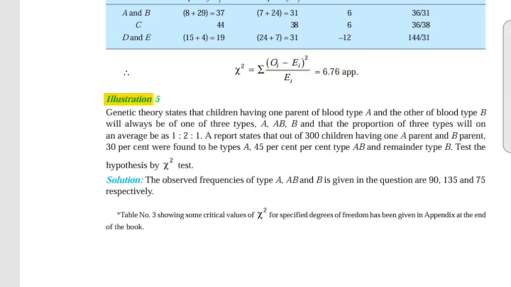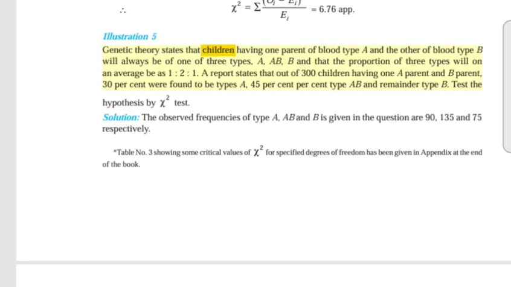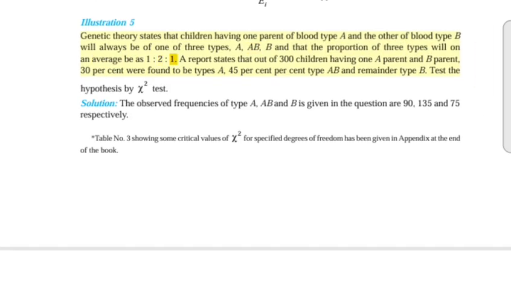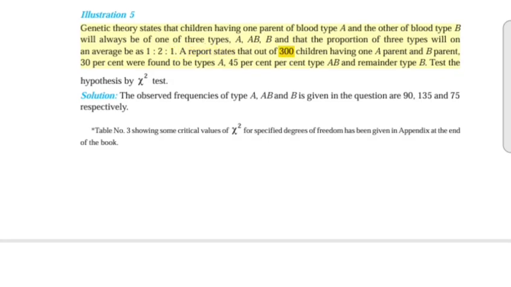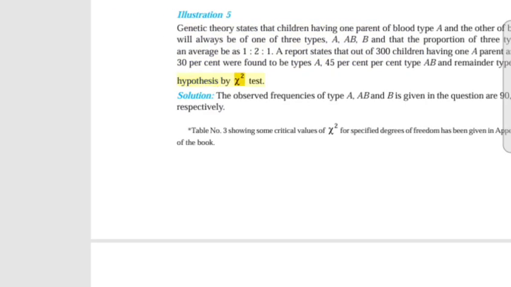Illustration 5. Genetic theory states that children having one parent of blood type A and the other of blood type B will always be of one of three types, A, AB, B, and that the proportion of the three types will on an average be as 1, 2, 1. A report states that out of 300 children having one A parent and one B parent, 30% were found to be type A, 45% type AB and the remainder type B. Test the hypothesis by chi2 test.